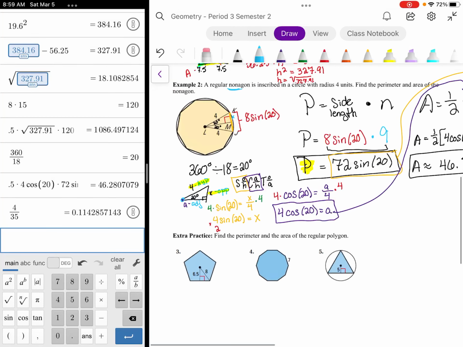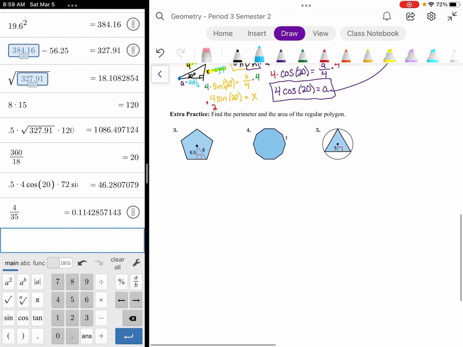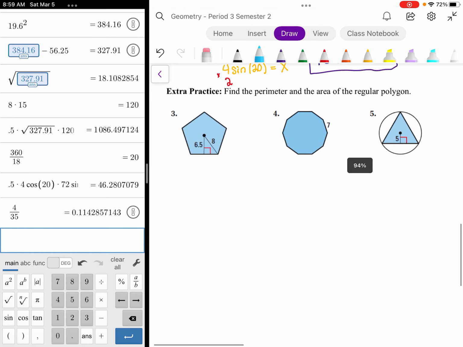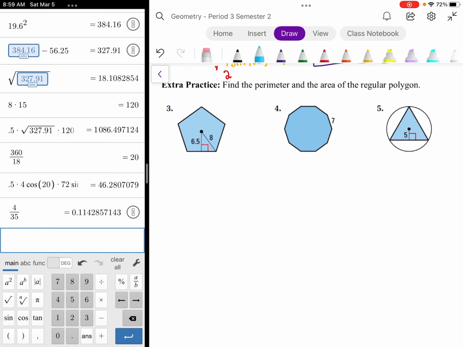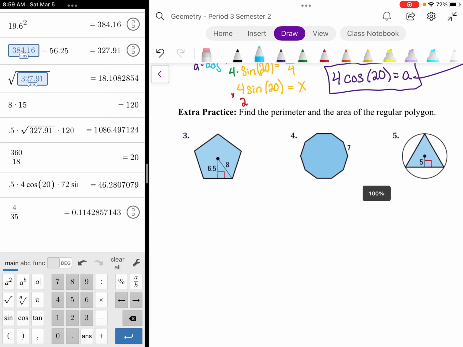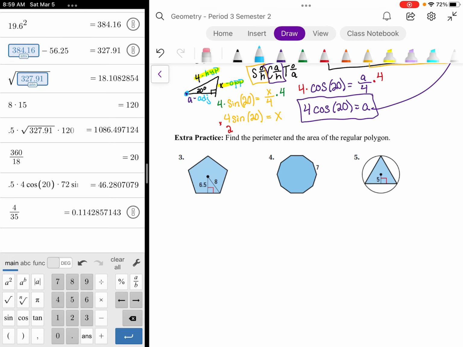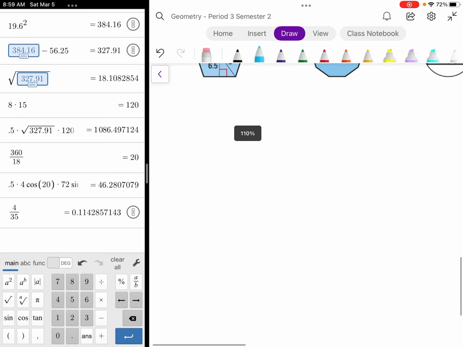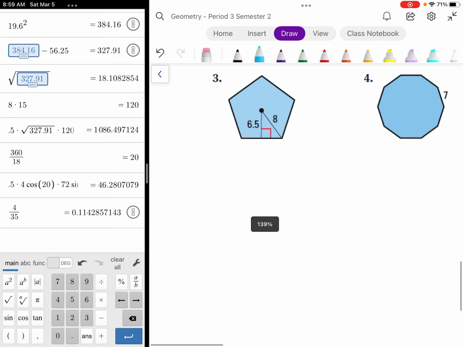All right, so for the extra practice, I would like you to try those on your own, and then once you have your answers, you can press play to see if you did them correctly. So the first one, we're going to find the perimeter and then the area of the regular polygon, just like we did before. And not all of these you're going to have to use trigonometry. Sometimes we can just use Pythagorean theorem.